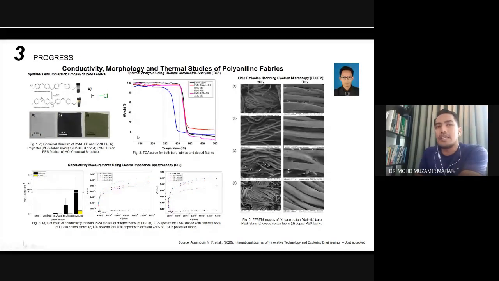And if you see, I think you have learned this one as well in the class, about the thermal analysis. So we've been using thermogravimetric analysis, TGA.